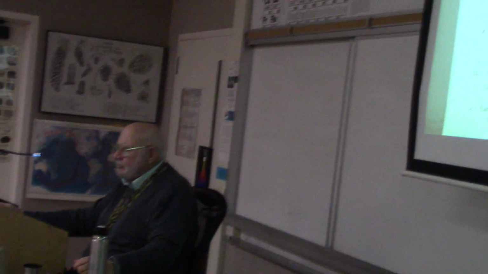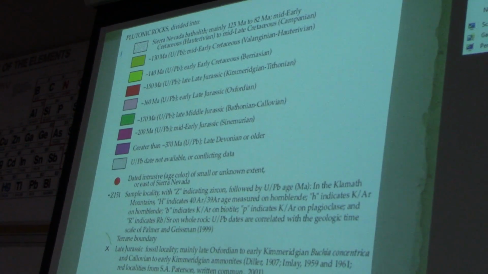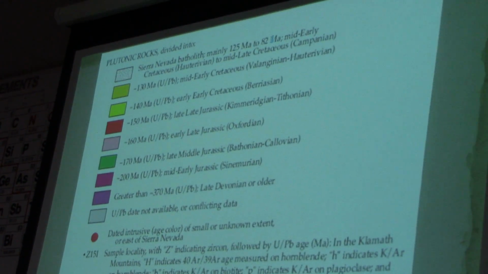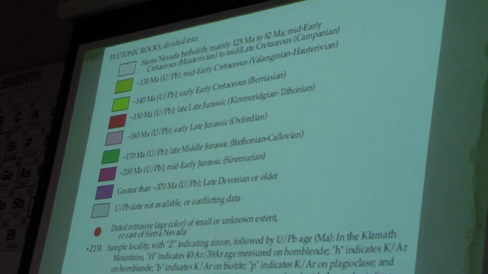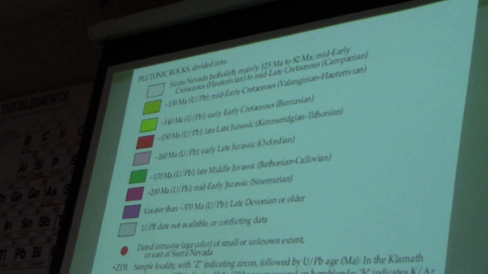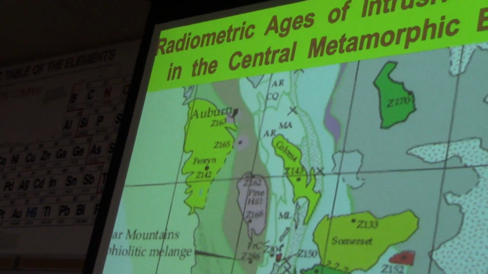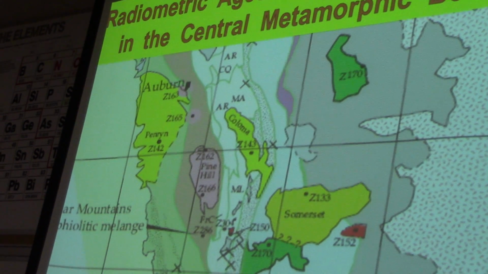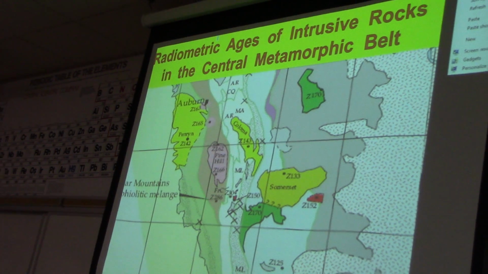This is a time scale with the different colors on it, representing geologic ages. The batholith is mainly 125 million to 82 million years old. This is the age of the granite, depending upon what part of the Sierras you're at. These different colors represent the radioactive time dates. This will be a little easier to see and reference to where we are. These are the radiometric ages, geologic time, of intrusive rocks in the central metamorphic belt.